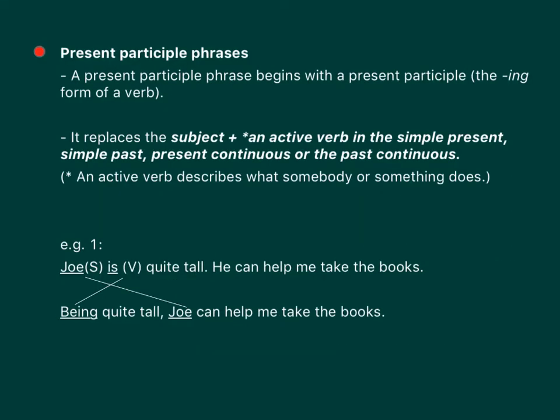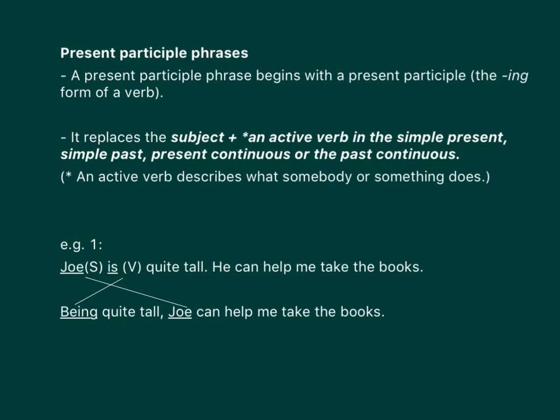Present participle phrases. A present participle phrase begins with the present participle, the ing form of a verb. It replaces the subject plus an active verb in the simple present, simple past, present continuous, or the past continuous tense. An active verb describes what somebody or something does.